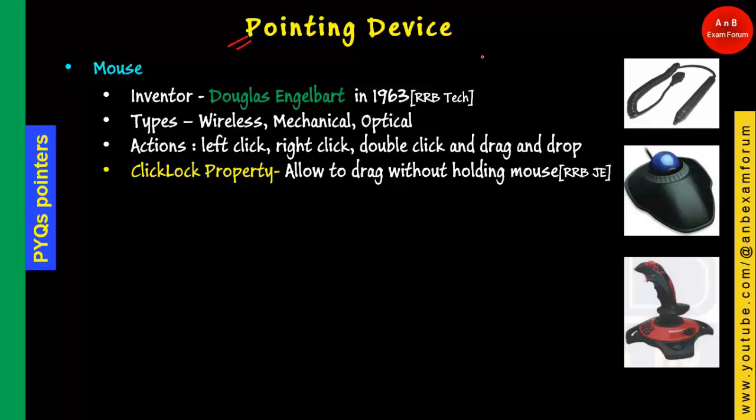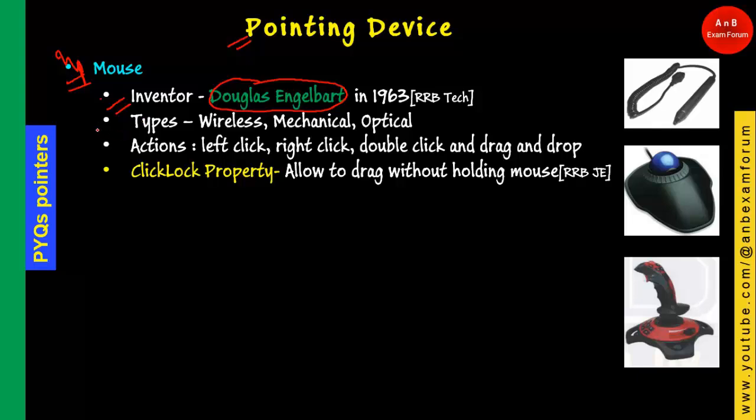In fact, these are the input devices, and a very important one is the mouse. You should remember, and it is very commonly asked in exams, the inventor. So who invented this mouse? It is Douglas Engelbart in 1963. Okay, he was from America. The name you should remember: Douglas Engelbart.